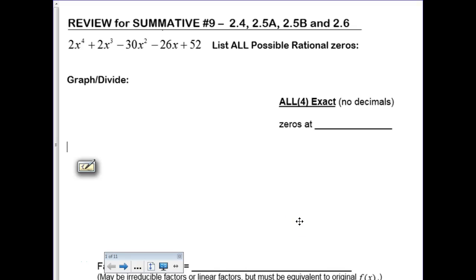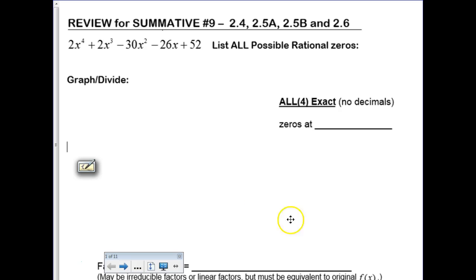All right, so summative 9 tomorrow is going to cover 2.4, 2.5a, 2.5b, and 2.6. So 2.4 and 2.5a are repeaters, and then 2.5b is solving rationals, and rational operations also. That's a new one. And then 2.6 is the weird inequality stuff where, like, is it a positive function? Is it a negative function? And we did some graphing and some algebra work. It was a good time.